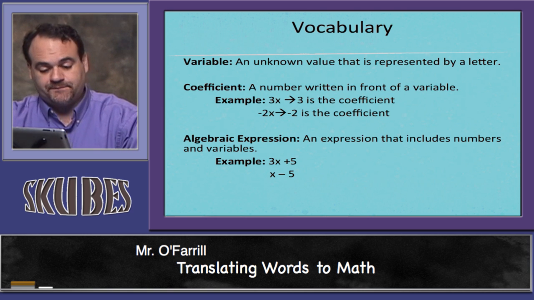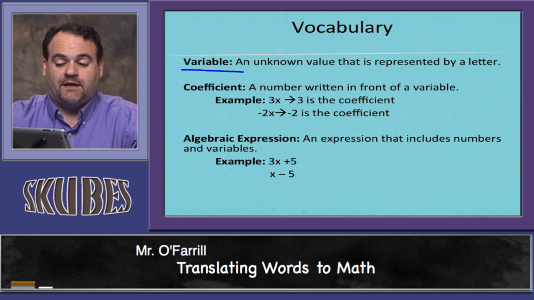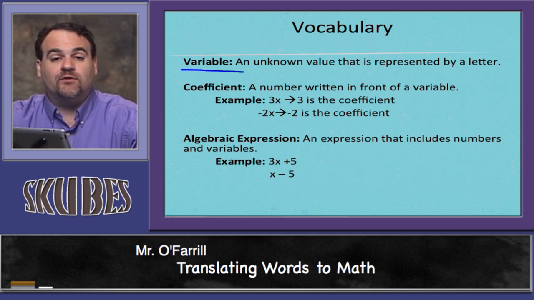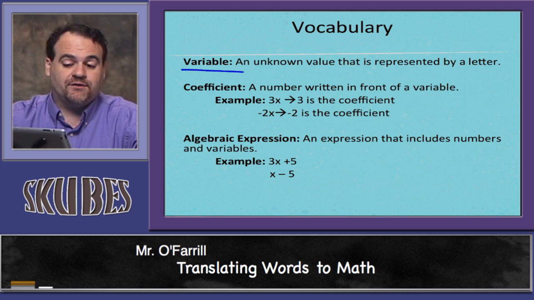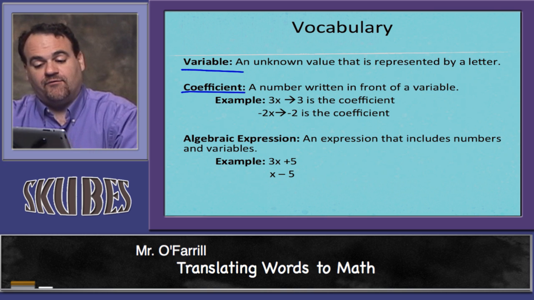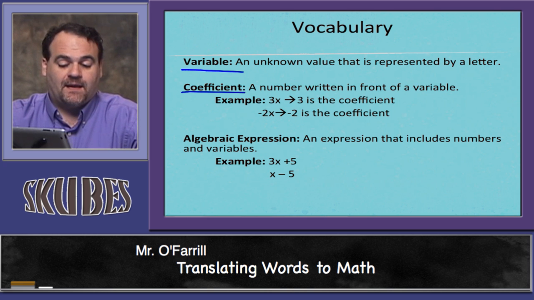A variable is going to be any unknown value, and it's represented by a letter. Typically, it'll be the letters X, Y, or Z, or A, B, or C, but really it doesn't matter what letter you choose. Coefficient is the number that's written in front of the variable, and the operation there is multiplication.